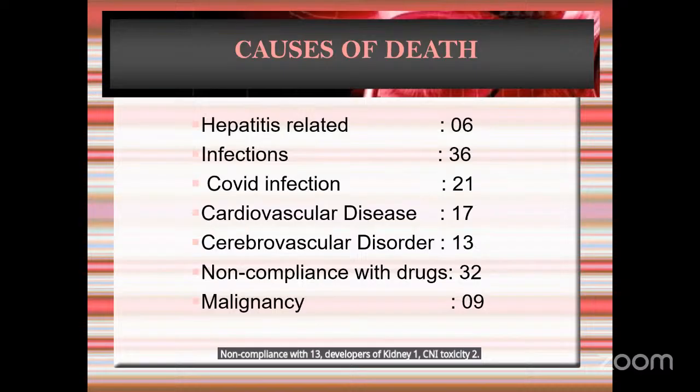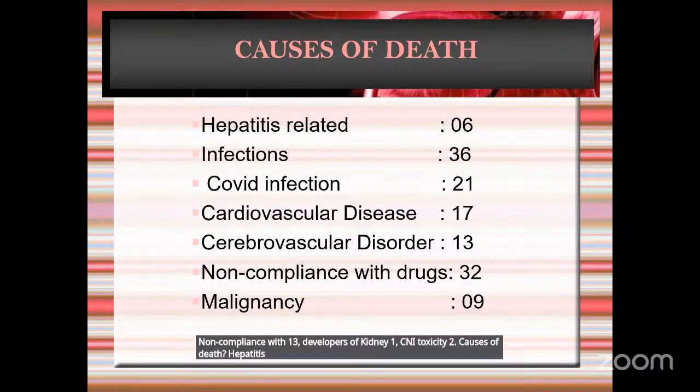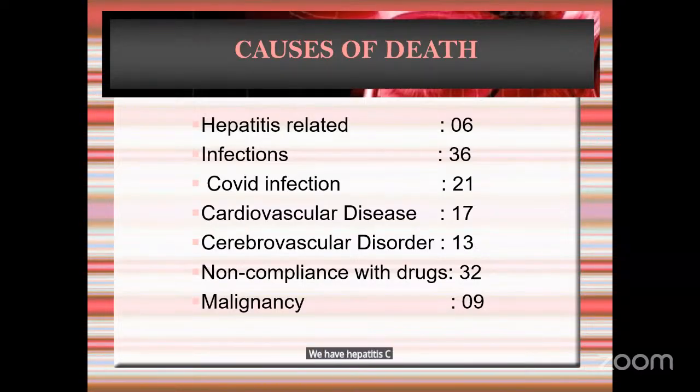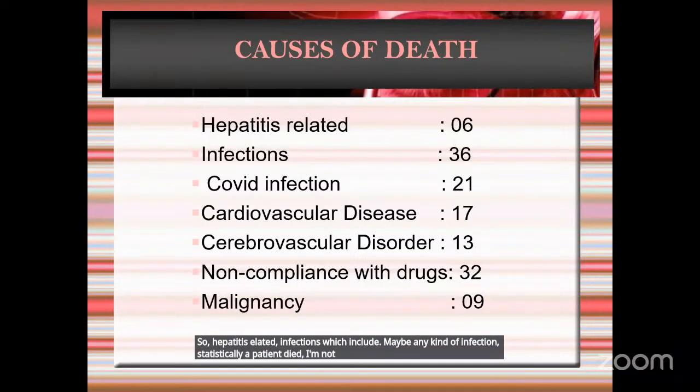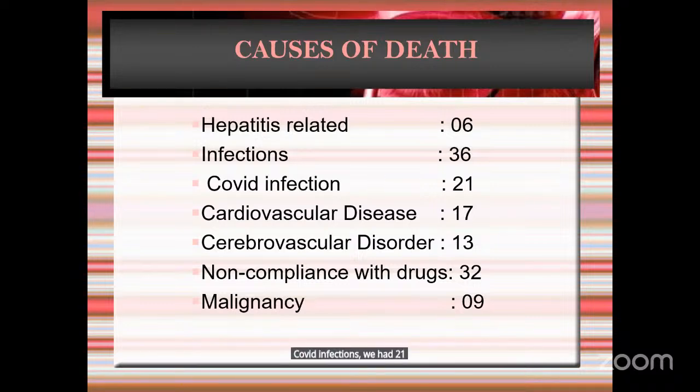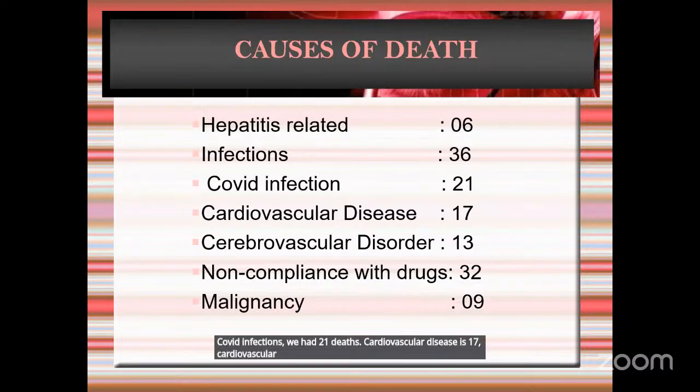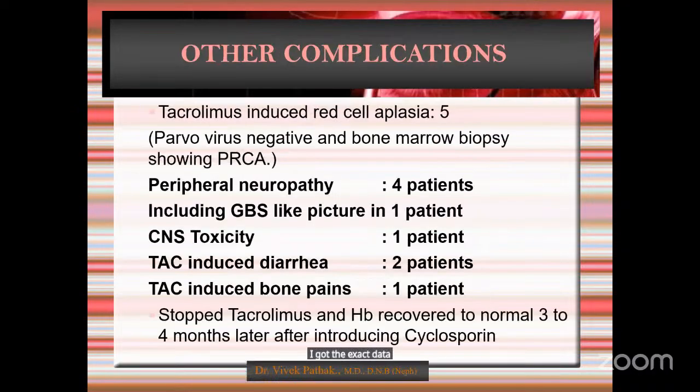Causes of death: hepatitis related in the previous era. We have had hepatitis C treatment only for the last 10 years. Before that, it was not there. So hepatitis-related infections, which may include any kind of infection, septicemia, where the patient died. I am not classifying it as pneumonia or UTI or anything else. COVID infections, we had 21 deaths. Cardiovascular diseases 17, cerebrovascular 13, non-compliance with drugs 32, malignancy 9. I have the exact data on malignancy as well.